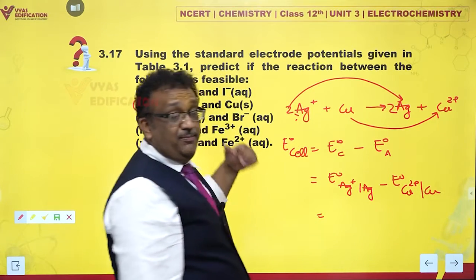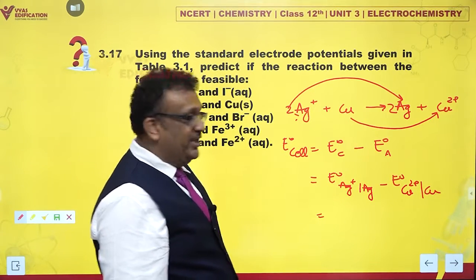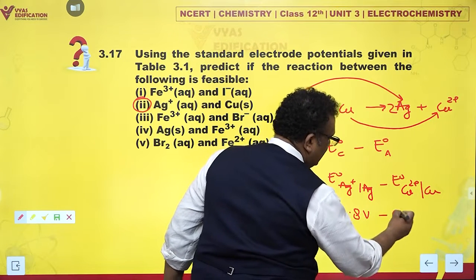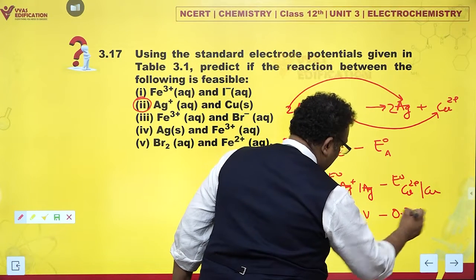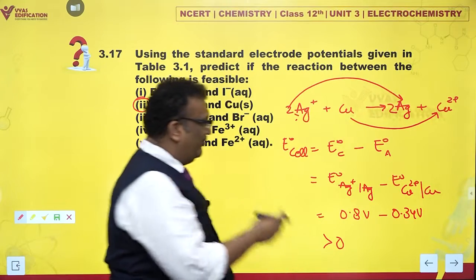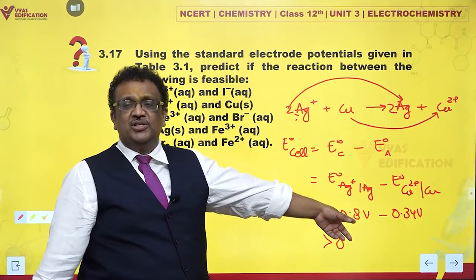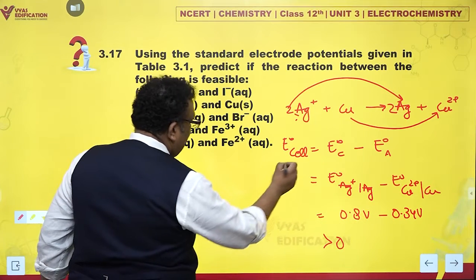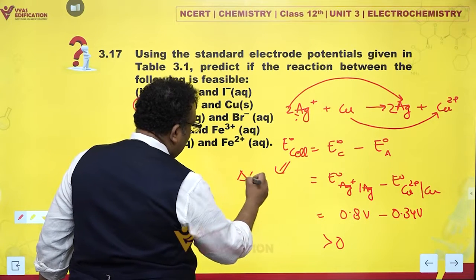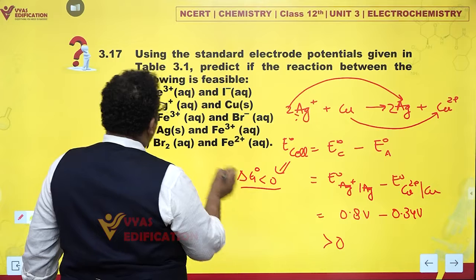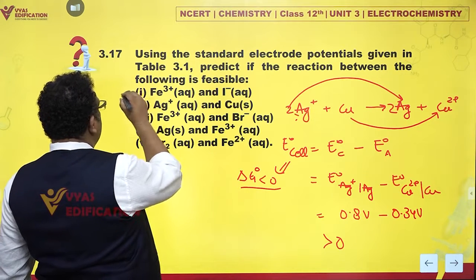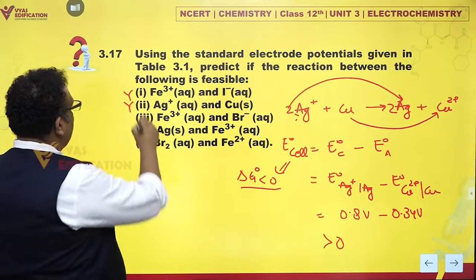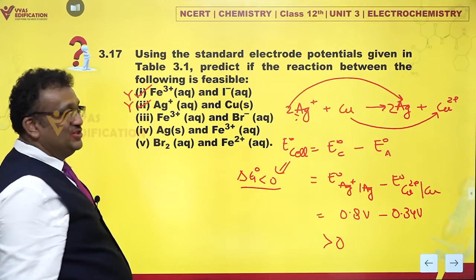If you check in table 3.1, what do you get? You get Ag plus to Ag is 0.8 volts minus copper ions is 0.34 volts. Is this positive? I'm not even bothering to calculate it. Is it positive? Yes. Is E naught cell positive? Yes. That means delta G naught is negative. That means, is it spontaneous? Yes, it is spontaneous. Is it feasible? Yes, this is also feasible.